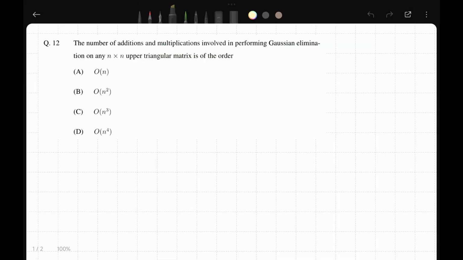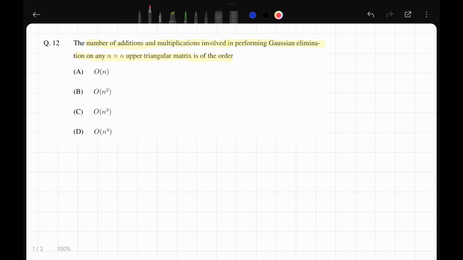The 12th question deals with finding the number of additions and multiplications involved in performing Gaussian elimination on any n by n upper triangular matrix. So, let's first recall what Gaussian elimination is. In Gaussian elimination, what we have to do is basically reduce the matrix to upper triangular form and solve the matrix, right? That's the process for Gaussian elimination.